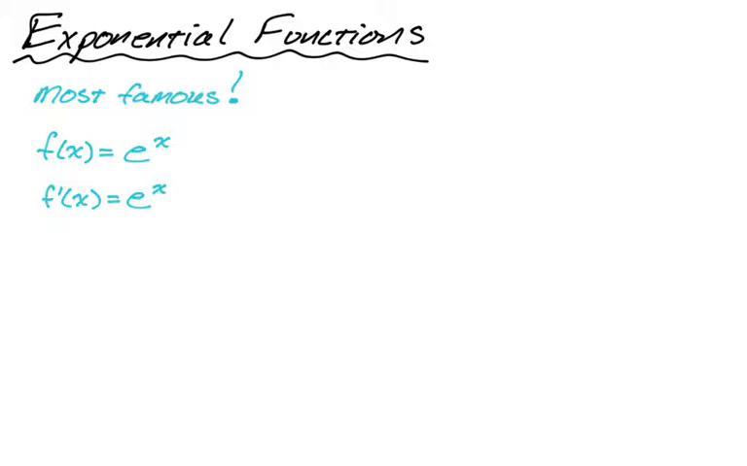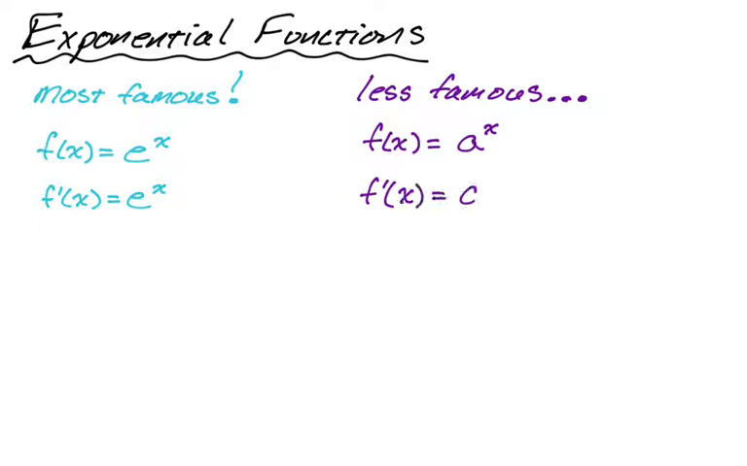The less famous varieties are not really any less important. The less famous ones, instead of using a base of e, they just use kind of like a generic base. So I'm going to say a to the x. There's a bunch of restrictions on that. Like technically a cannot be 1, a cannot be negative. But you know what? You're not going to really run into that in calculus, so you don't really need to worry about it. So a to the x, where a is some constant. So these are not polynomials, they're not power functions, not x to the a. It's a real number raised to the x power. And then f prime of x for these is a to the x.